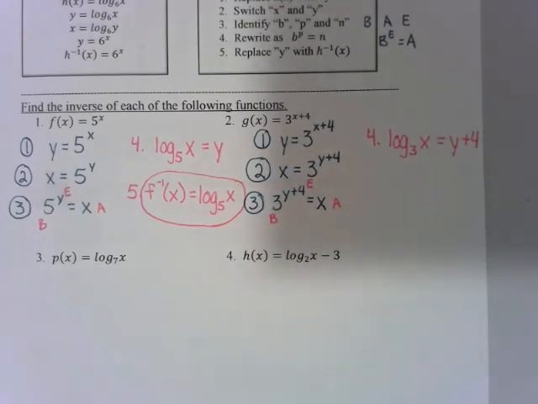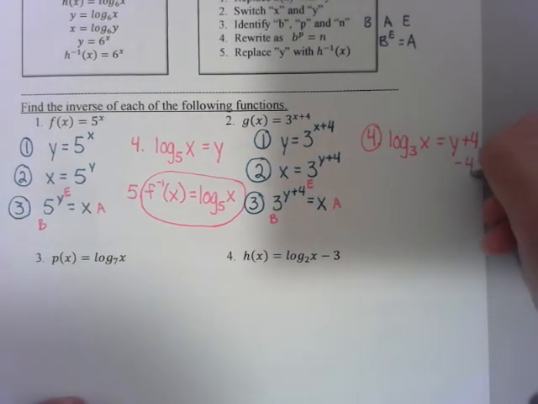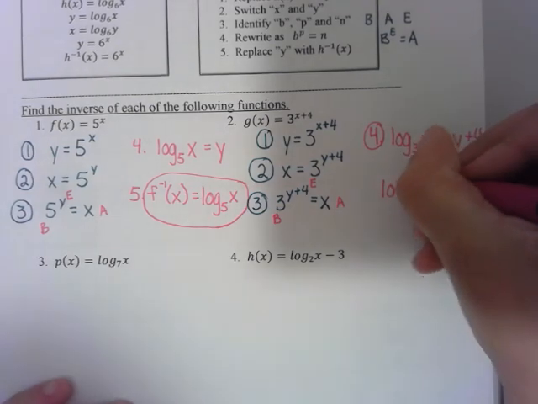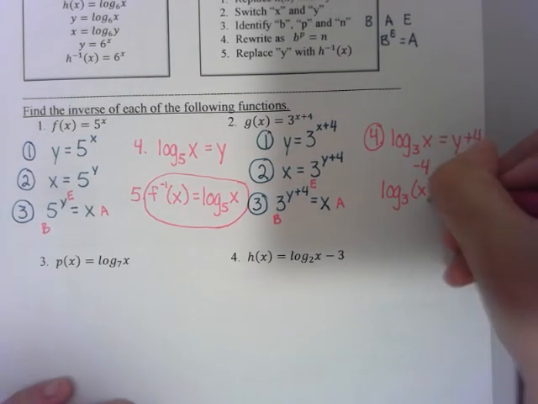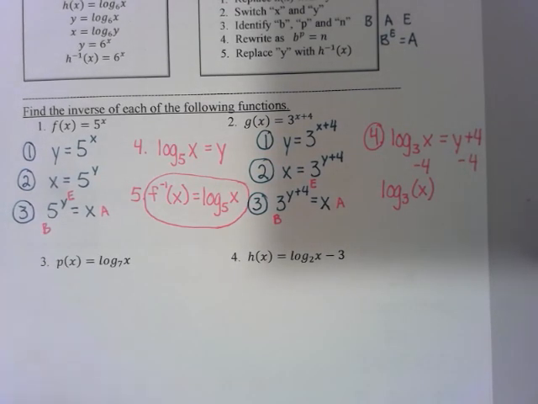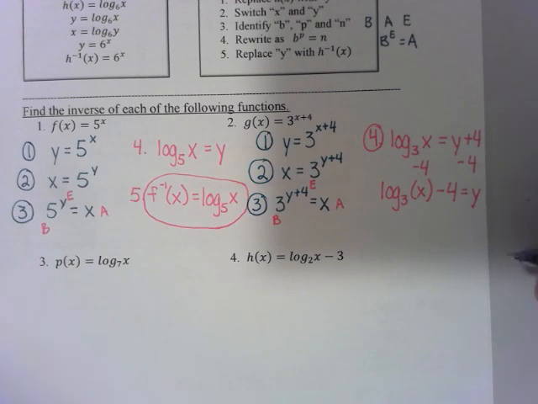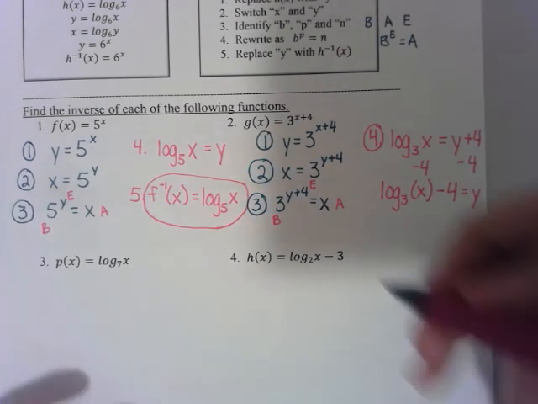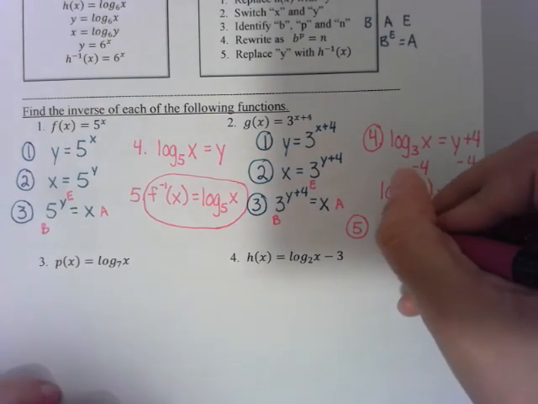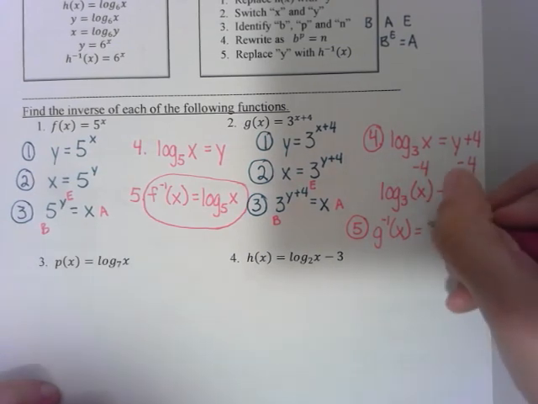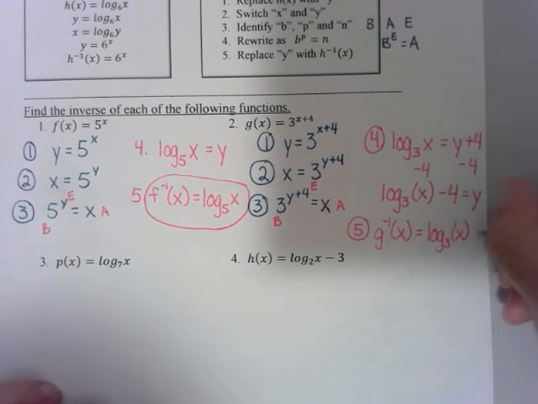Now, we're not quite done because we have to solve for the y and get it by itself. So to do that, I'm going to subtract 4 from each side. Now, this is super important and will completely change your answer. When I do this, log base 3, the x is going to go in parentheses. We are only taking the log of the x, and the minus 4 comes afterwards. The minus 4 doesn't fall in with the log. We would want it to be separate. So now that I've subtracted 4 from each side, I can write out my answer using g to the negative 1 of x equals log base 3 of x minus 4.